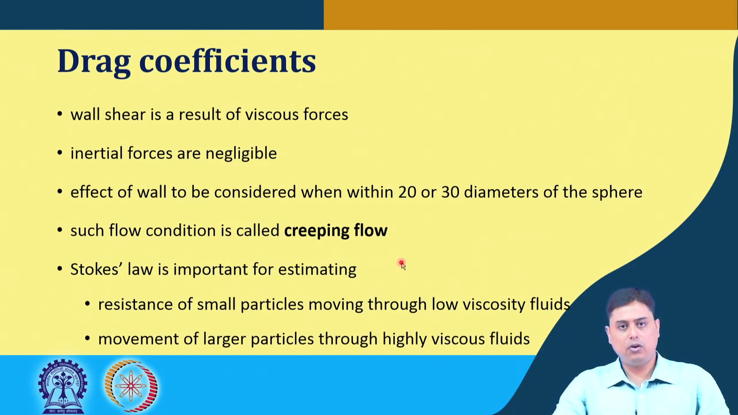So, such flow conditions are typically called creeping flows. It is a very low Reynolds number case, typically below a value of 1, and strictly it is 0.3 in cases of Stokes law applicability. In such a scenario, when these conditions are met, that the inertial forces are negligible, wall shear is the result of viscous forces, and the effect of walls is negligible, then such scenarios we call creeping flow conditions.